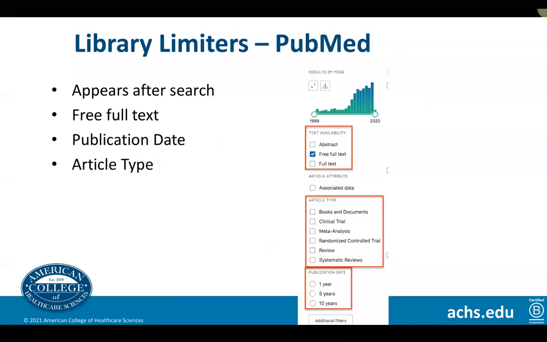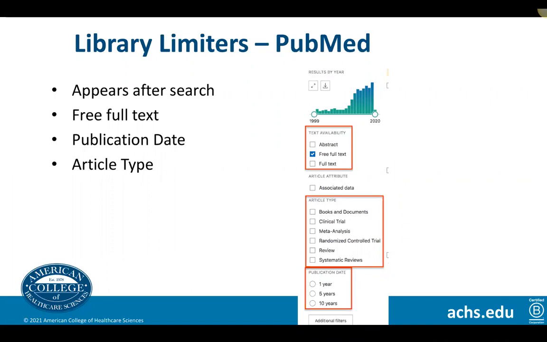So PubMed also has limiters. These appear after the search. So after you have entered in your search terms and pressed enter or searched, you will see this on the left-hand side of the screen. Free full text, publication date, and article type, actually in this case, is a common limiter in PubMed.